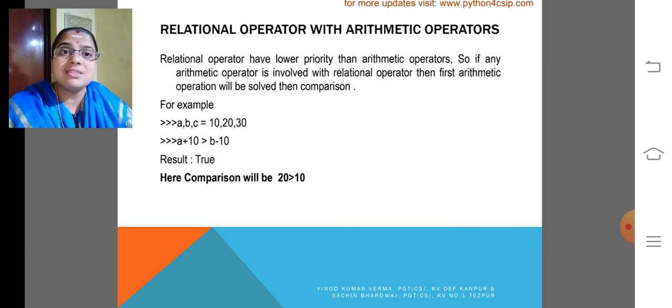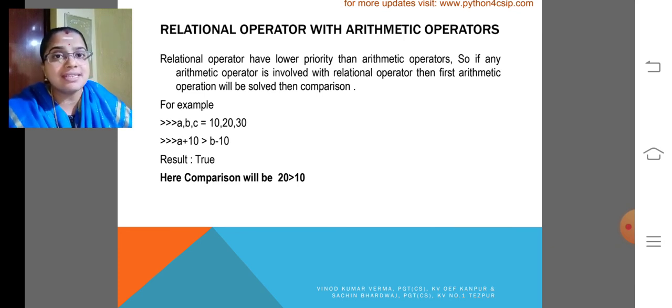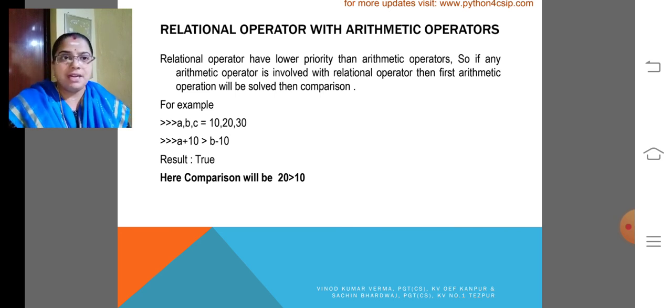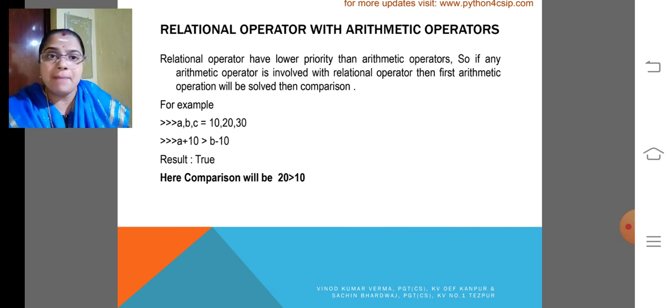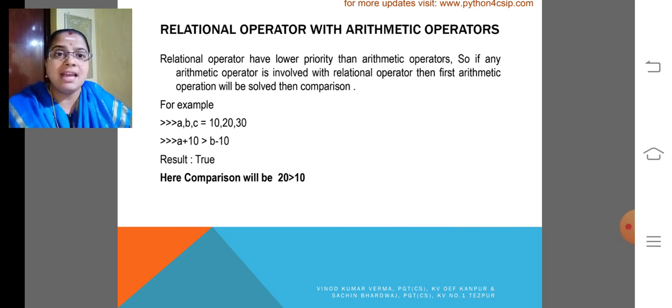Then, how to use the relational operators with the arithmetic operators? Relational operators have lower priority than arithmetic operators. My dear children, the precedence and the priority we will discuss later. Before that, we should know the relational operators have less priority than arithmetic operators. So if any arithmetic operator is involved with the relational operator, then the arithmetic operation will be solved first. Then only the comparison happens.